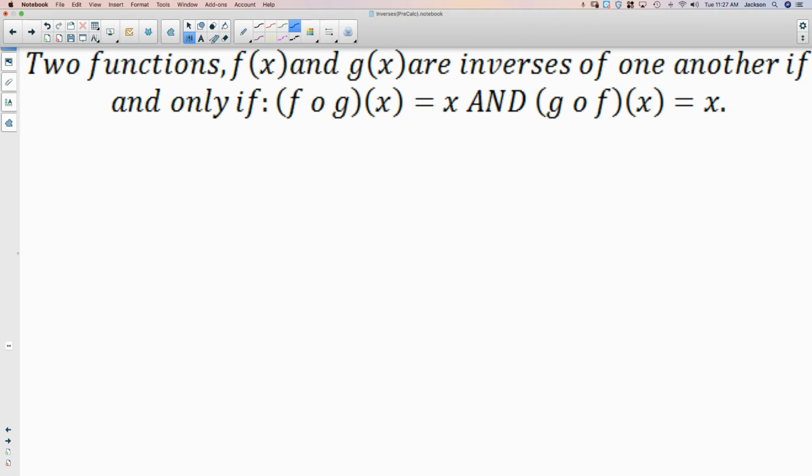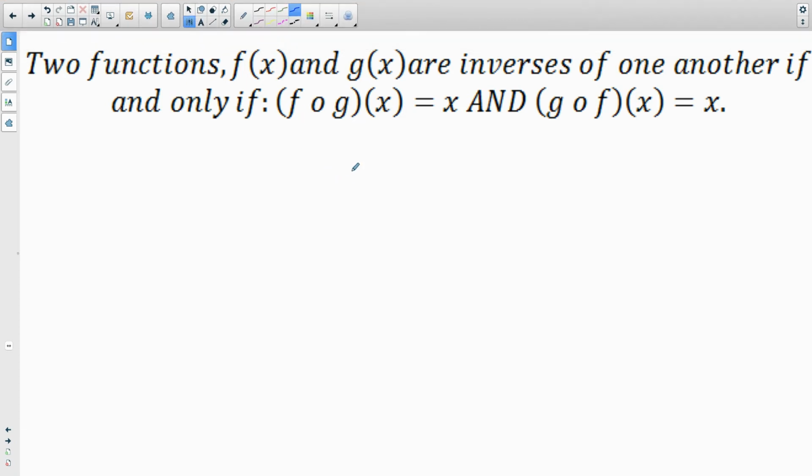One of the things that compositions are very useful for is determining if functions are inverses. We have this tenet, this idea, that two functions are inverses if and only if their composition is equal to x. And what you want to think about, make it very basic to start.